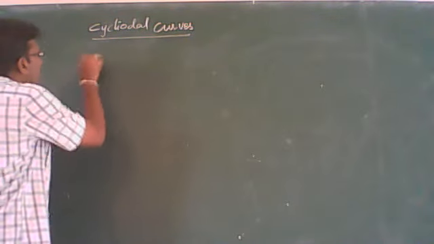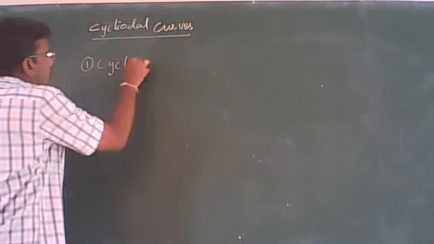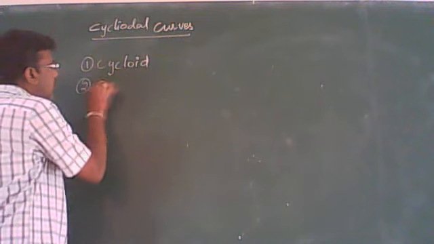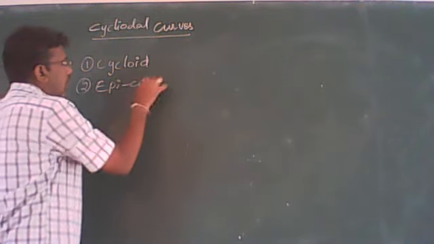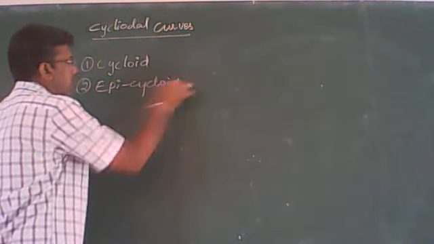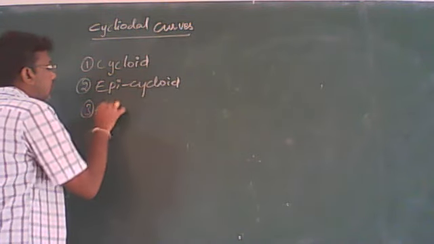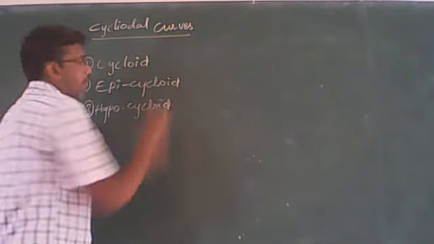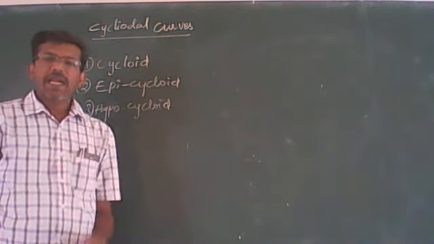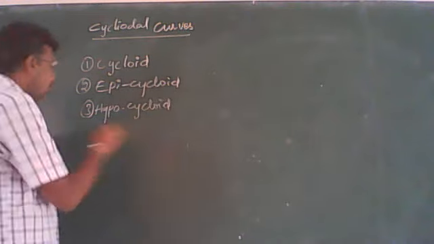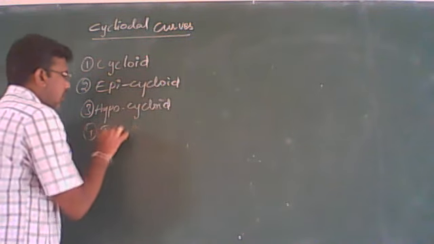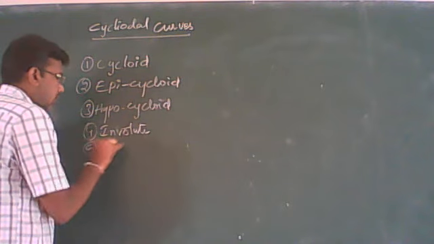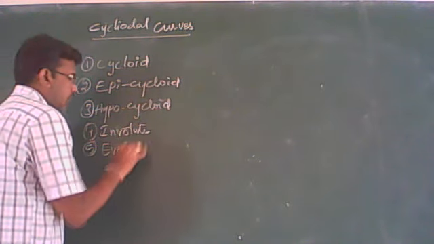So number one, it is cycloid, and number two, this is epicycloid, and number three, hypocycloid. So these are the three cycloidal curves, and other curves are there, that is involute, and the fifth one is evolutes.